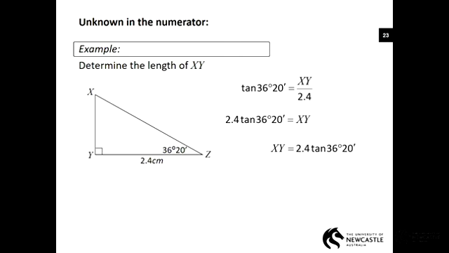2.4 tan 36 degrees 20 minutes. There's no brackets needed around it. It knows what's happening. But I did need to press the degrees minutes button after each. So 36, press it, and 20, and press it again. Okay, 1.8 centimetres, I'll put the units back, everything's good.